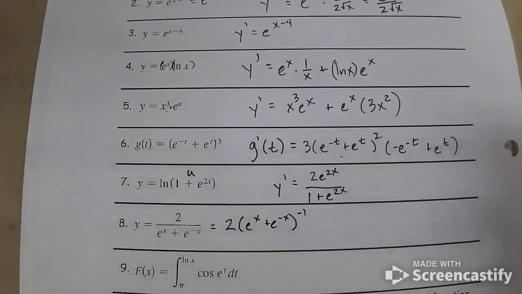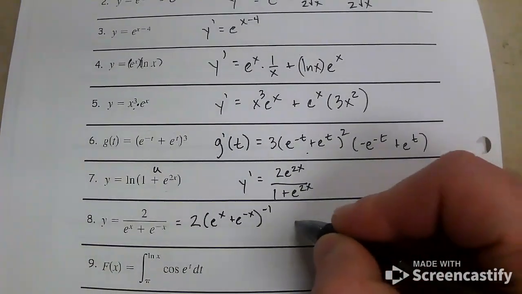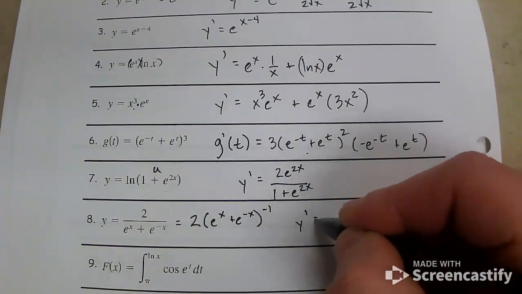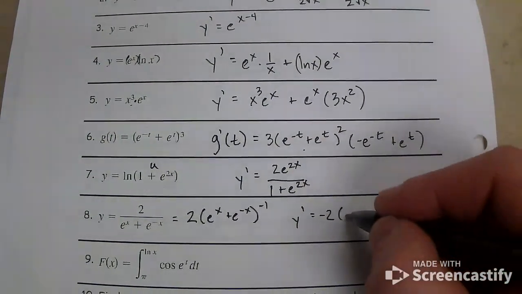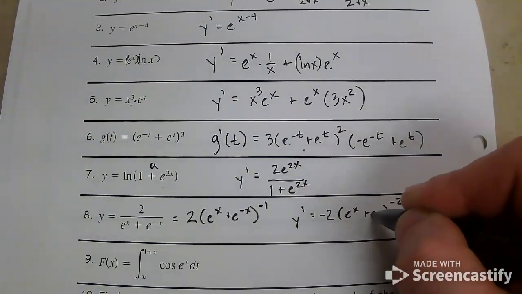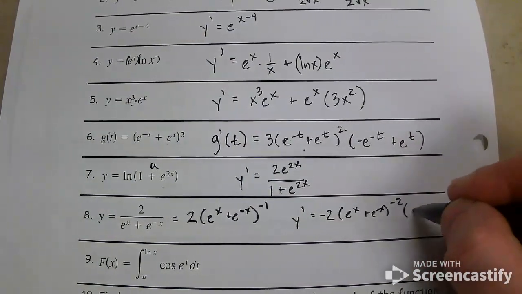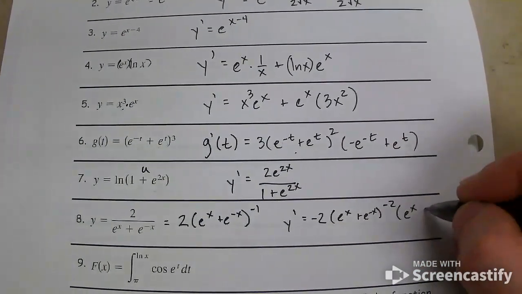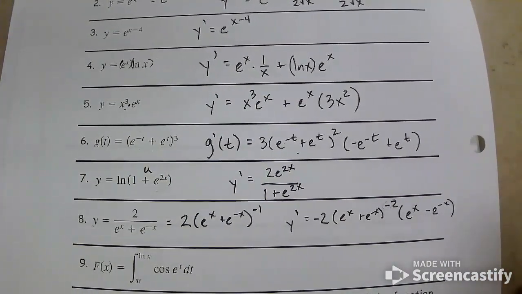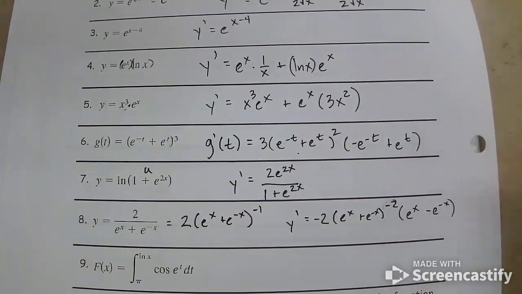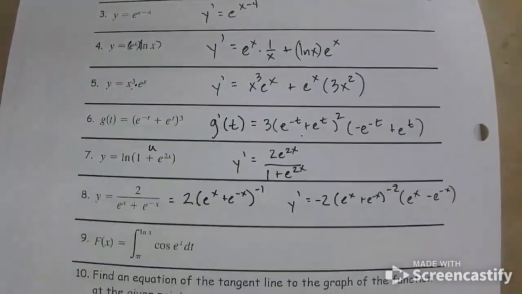Okay. So now we go ahead and say, all right, what's the derivative here? This is going to be a chain rule. So y prime equals negative 2 to the negative 2. Leave the inside alone. And then multiply by the derivative of the inside, which is e to the x minus e to the negative x. And if you want, you can pull that down. I got no issues with that. But I'm not really worried about writing about it right now.